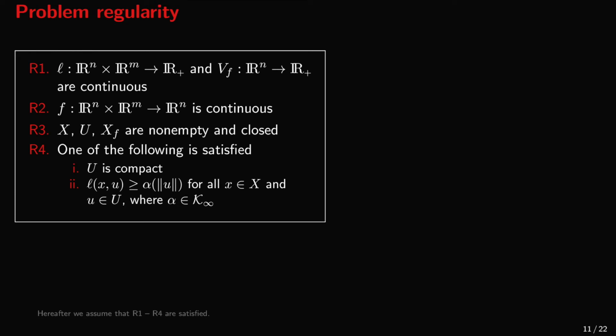We will now state 4 rather weak conditions that should be satisfied for the problem to be considered sufficiently regular. These are that, first of all, the state and terminal cost functions are continuous functions. The system dynamics f is a continuous function. The sets of constraints X, Xf, and U are closed, and either U is a compact set or L is bounded below by a class K-infinity function of the norm of u. In other words, the growth of L is controlled by the norm of u.